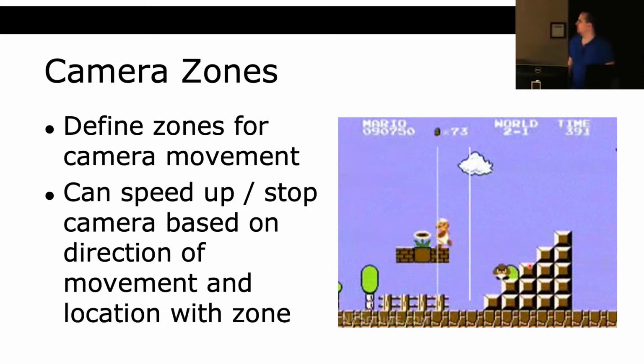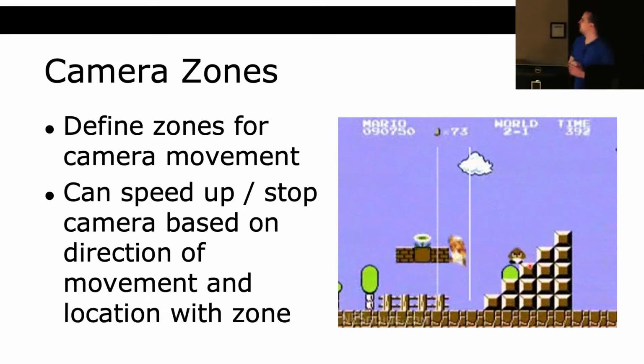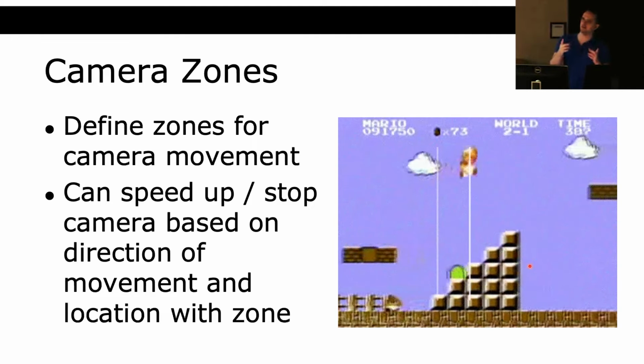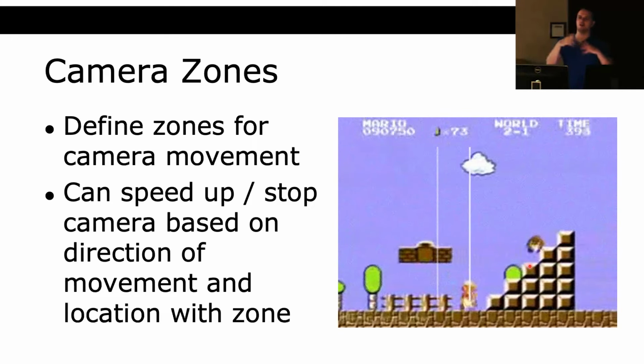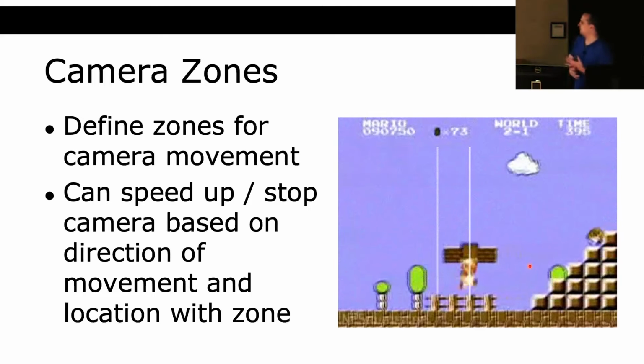We talked about box traps in which there are actually boxes around the player, but we can take that idea and apply an arbitrary amount of complexity to that by defining camera zones.